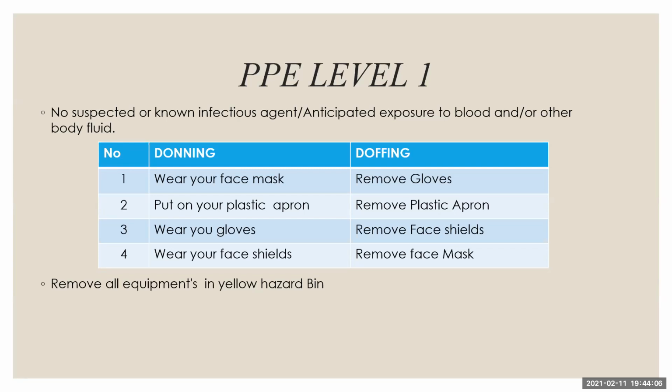The function of PPE level 1 is for no suspected infectious agent or anticipated exposure to blood or other body fluid. And we must remember the concept of donning and doffing. Donning is wearing it, and doffing is removing it. For PPE level 1, when you proceed with donning, first you wear your face mask, followed by your plastic apron, then your gloves, and lastly your face shield. However, when doffing, you remove your gloves first, followed by plastic apron, face shield, and lastly your face mask. And make sure you dispose of all those equipment in the yellow hazard bin.